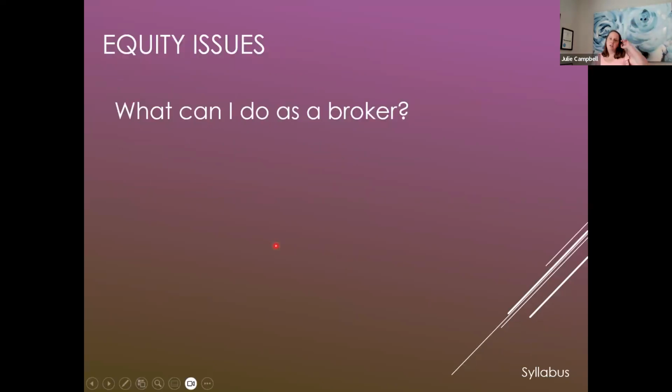So with these equity issues, the question is, what can we do as a broker? Well, we talked about, we're going to look at the Commission's new Diversity, Equity, and Inclusion webpage. Like I said, they do have a new DEI officer down at the Commission that's working hard to create this page and build to it.